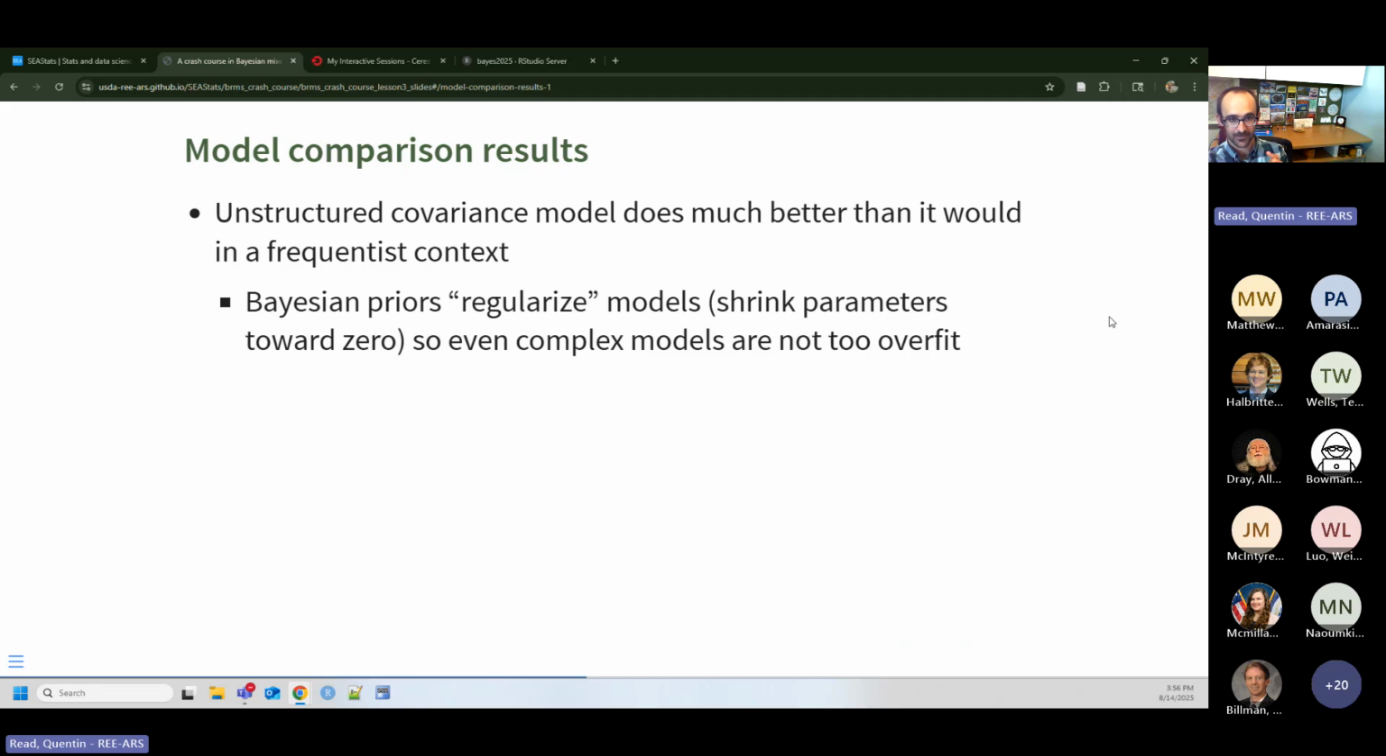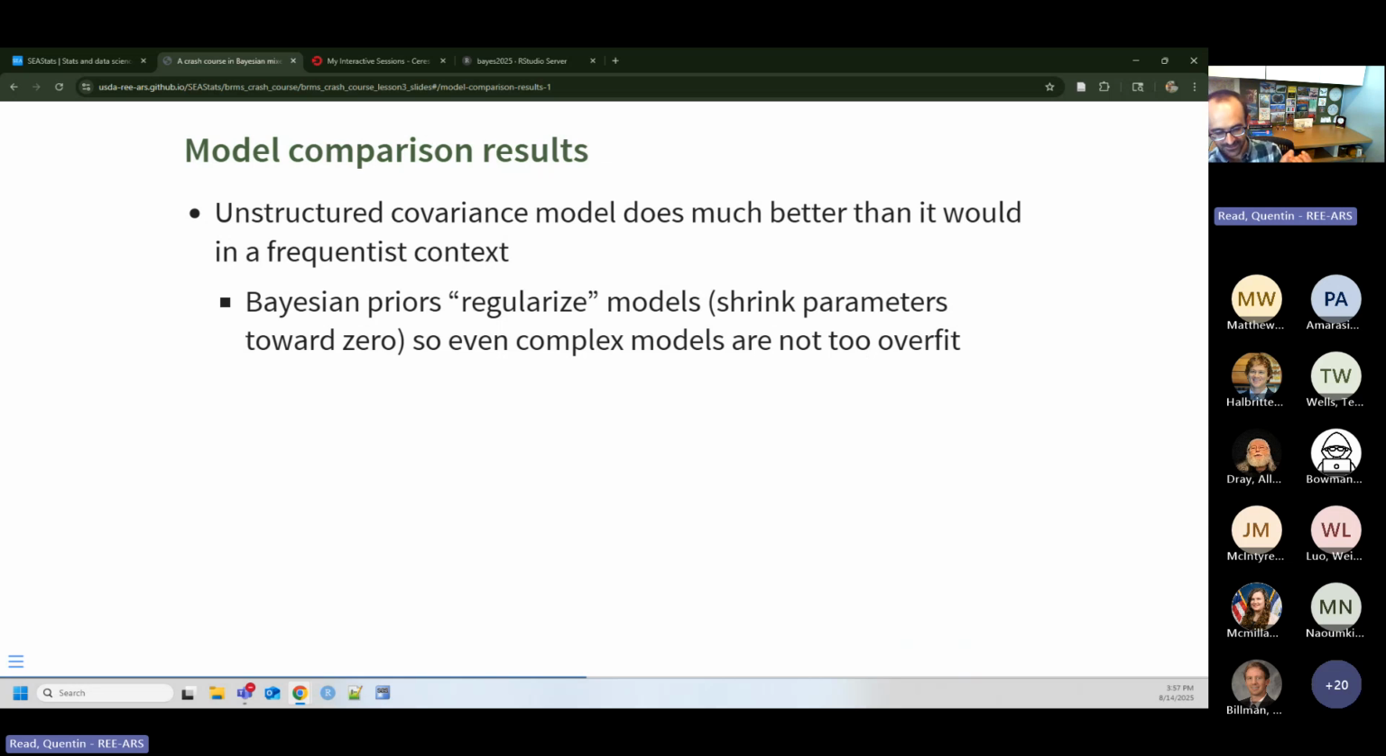One thing I forgot to mention is that if you tried to fit an unstructured covariance matrix to this using a frequentist procedure, like nlme in R or PROC GLIMMIX in SAS, it would not even come close to giving you an answer. It would completely not converge. The Bayesian approach lets us get an answer for the unstructured covariance model because of the regularization. It shrinks those parameters towards 0, so that even though the model is complex and has hundreds of parameters, it's not too overfit. Even for the unstructured covariance, the Bayesian approach does decently well.